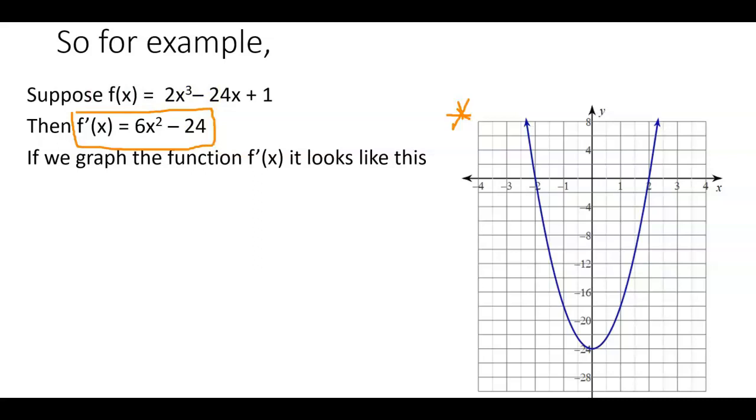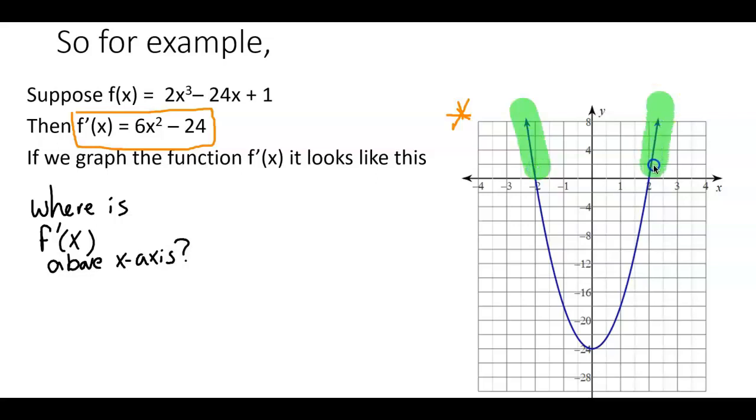So now, what's the significance of this? Well, let me ask you guys a question. Where is f prime of x above the x-axis, based on the graph? Where is f prime above the x-axis? You guys can see that would be here, and it would be here, right? So it's above the x-axis when f prime is greater than 0. And that happens on the interval that I've highlighted in green there.